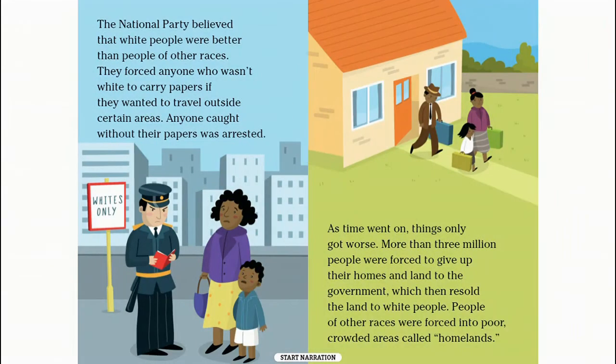The National Party believed that white people or people with lighter skin were better than people of other races. They forced anyone who wasn't white to carry papers. Papers that say why they're where they are. Anyone without their papers got arrested. They could have gone to jail, or they did go to jail.